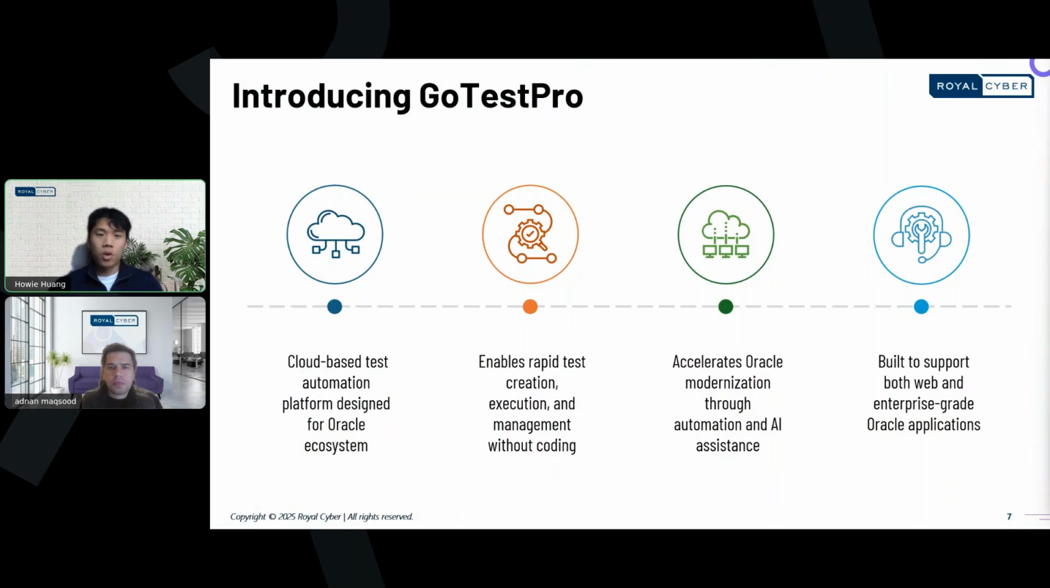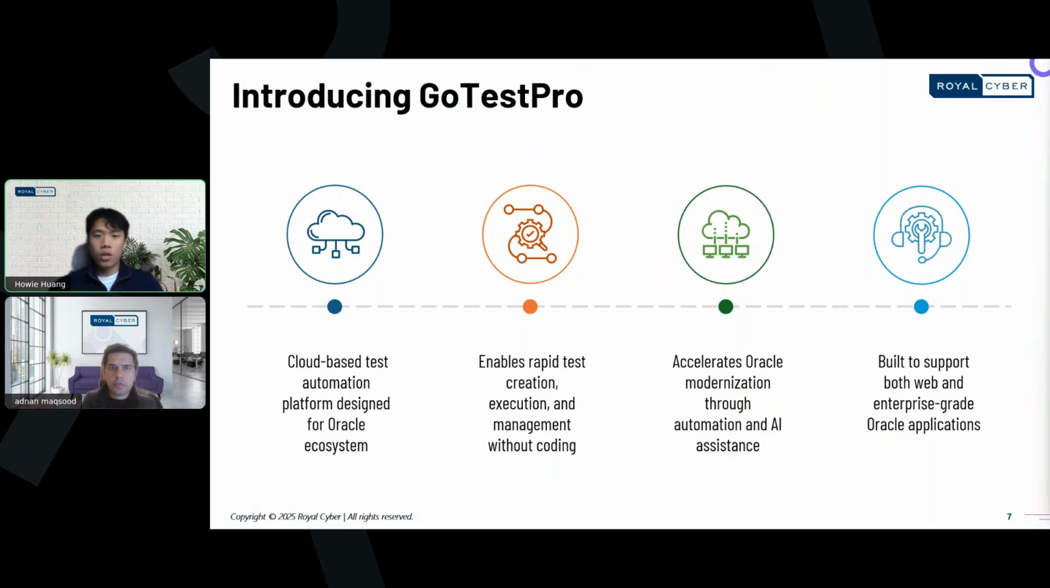GoTestPro is a cloud-based test automation platform purpose-built for the Oracle ecosystem. It is designed to address a very specific problem we consistently see with Oracle customers: Oracle workflows are slow, manual, and difficult to scale, especially with quarterly releases.